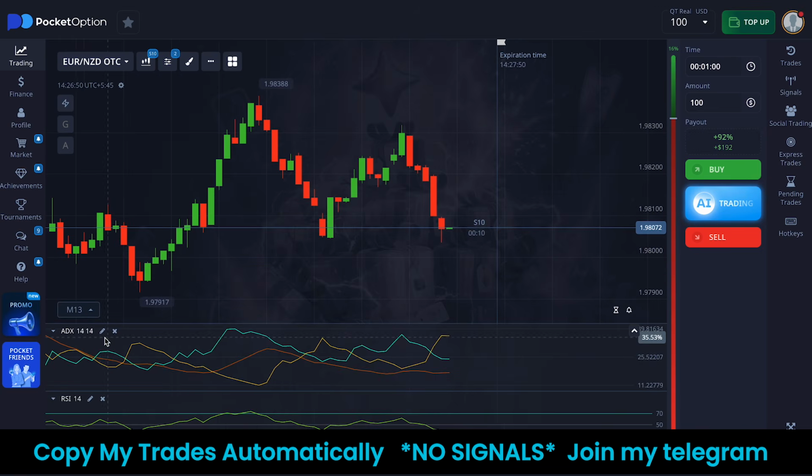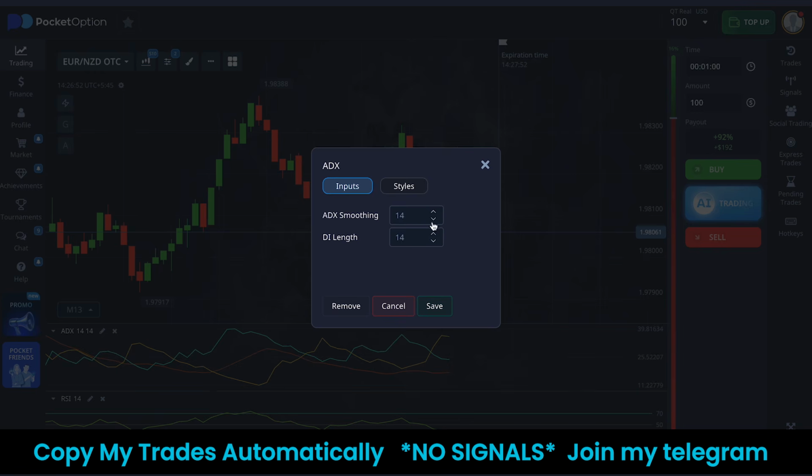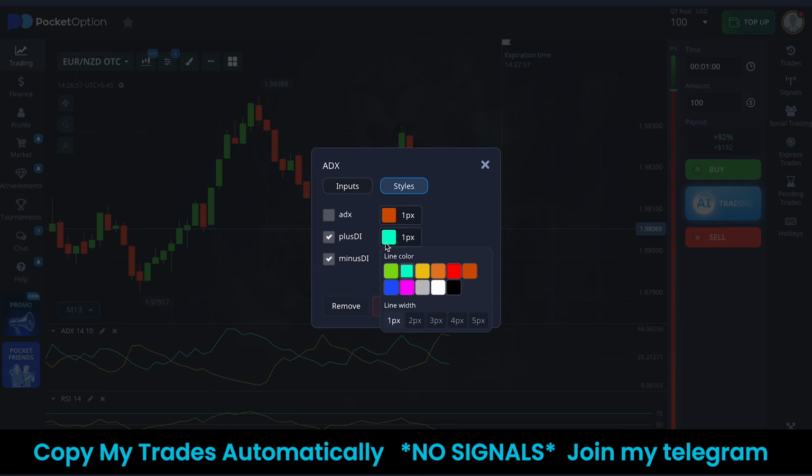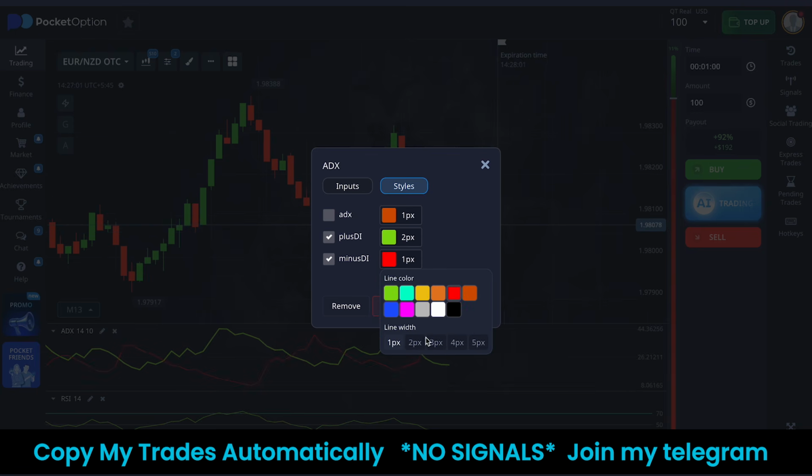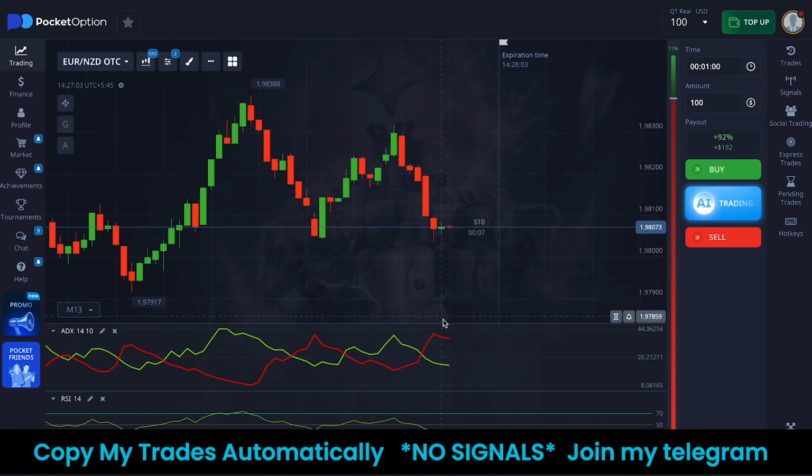Now let's change the values of ADX. Let's leave the smoothing as it is and the DI length should be 10. Now let's go to the style. Let's disable the ADX line, and plus DI should be green with 2 pixels and the minus DI should be red with 2 pixels. And yeah, that's all, and save it.